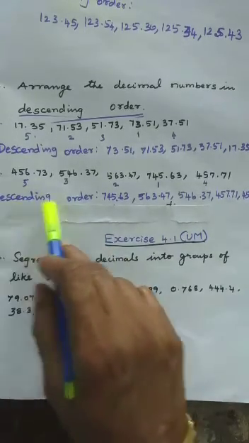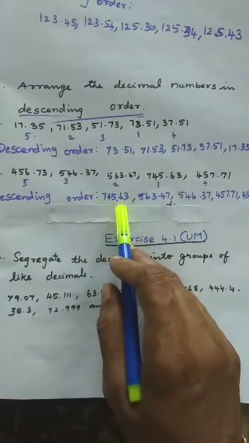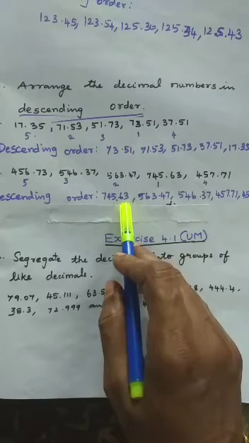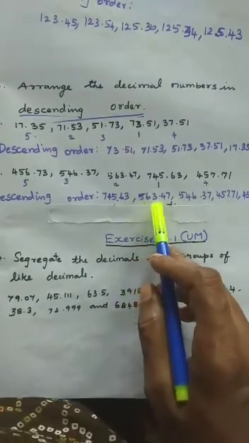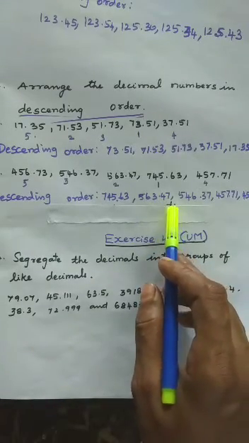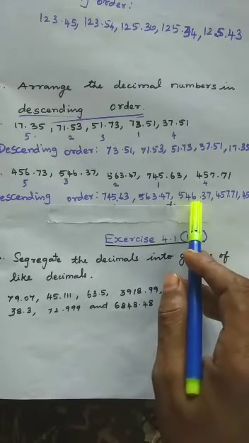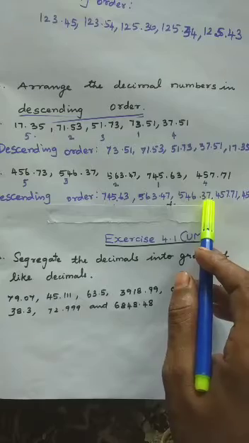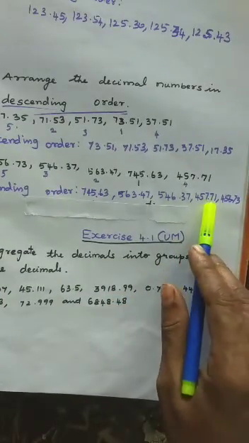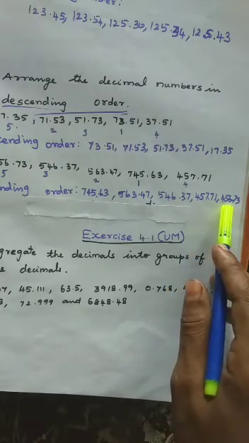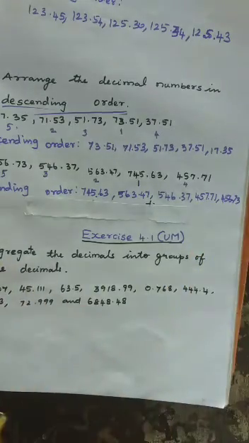Now descending order: 745.63, comma, 563.47, comma, 546.37, comma, 457.71, comma, 456.73.